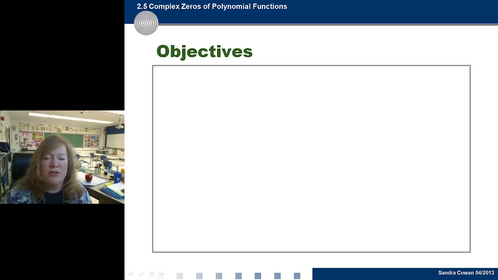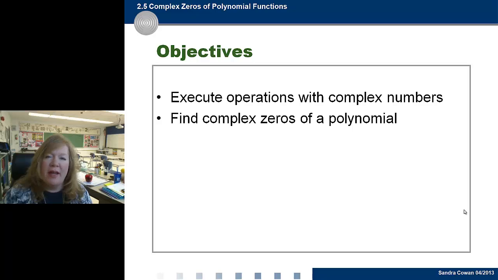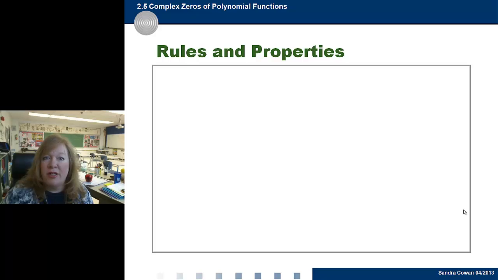We are heading into section 2.5, finding complex zeros of polynomial functions. So with this lesson, here's what we want you to be able to do: execute operations with complex numbers, find complex zeros of a polynomial, and use the complex conjugate root theorem to find the zeros of a polynomial function. Hopefully you already know how imaginary numbers work and how to change a negative square root into an i.